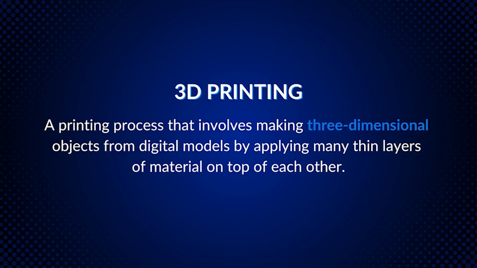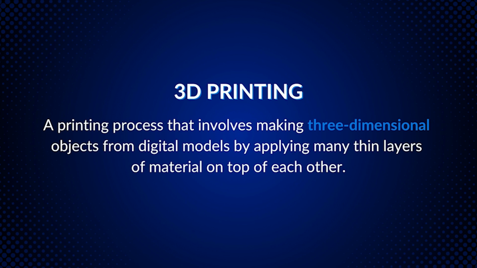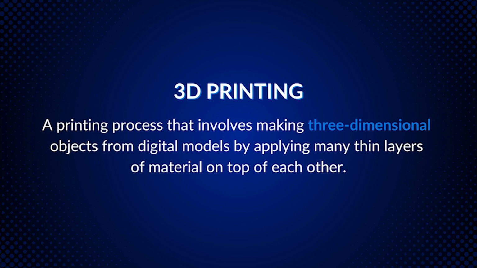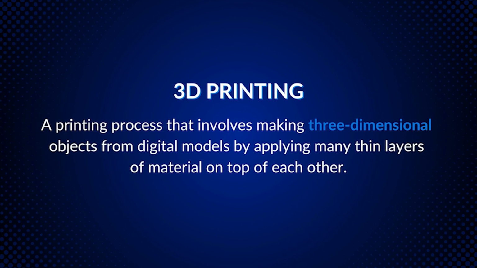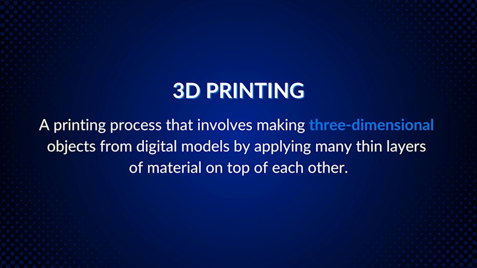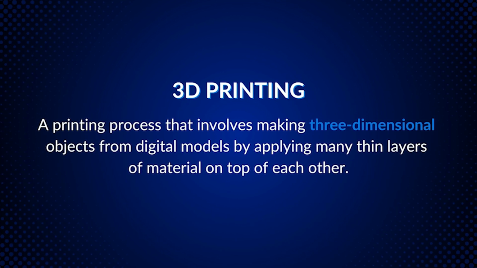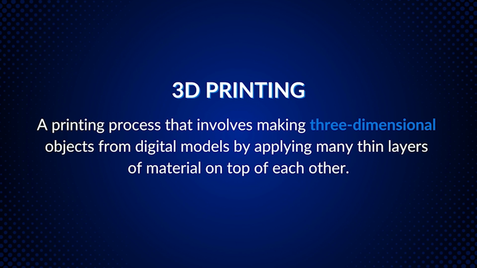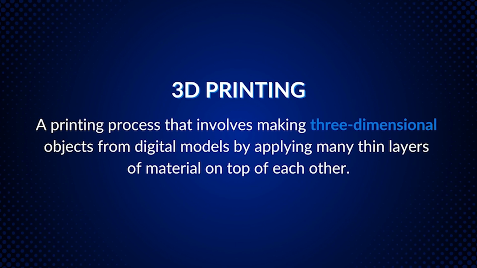When we look at 3D printing, 3D printing is just a process of building up an object layer by layer. Milling is subtractive manufacturing. 3D printing is just the opposite of that. It's additive manufacturing. So we're building those up layer by layer.